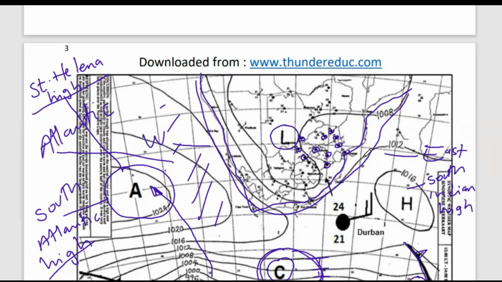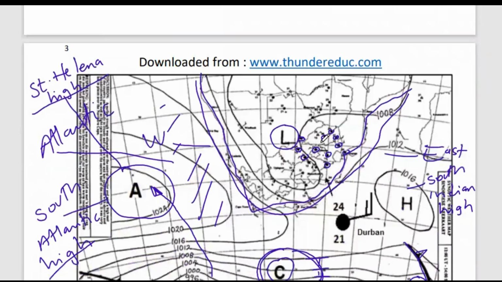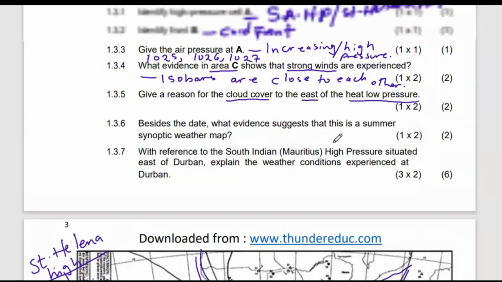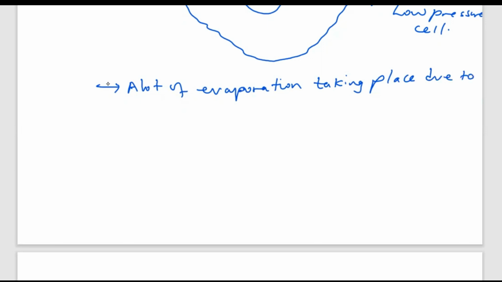But let's check the question once again. Give a reason for the cloudy cover. Why are we experiencing a lot of overcast clouds at this particular point? That is the question. So if you go back to our blank page, for the reason for the cloudy cover, you could say because of a lot of evaporation taking place due to high temperatures.